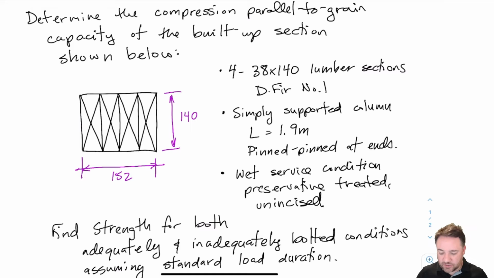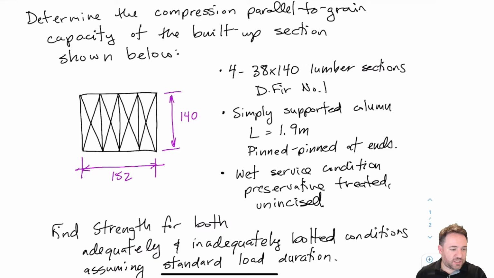So in this particular problem, we have 4 38 by 140 lumber sections that we are putting together in order to make a single big built-up column section. And we're trying to calculate what is the axial strength of this column in compression. And the axial strength of the column is the parallel to grain strength of the column.